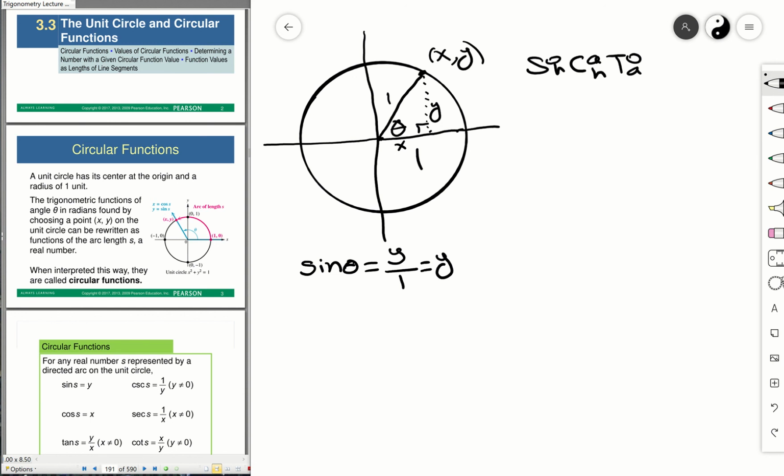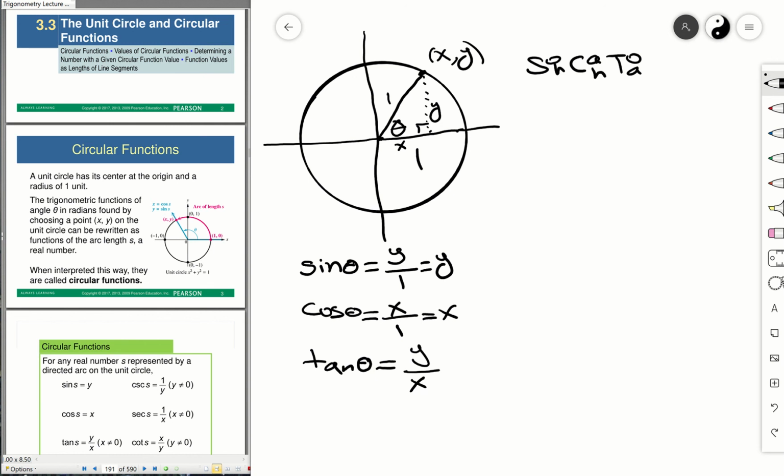Now, if you look at the cosine of theta in this picture, you notice that the cosine is the side adjacent to theta, which is x, over the hypotenuse, which once again is 1. So we end up with x for the cosine. Now, if we look at the tangent of theta, tangent is opposite over adjacent. So we get y over x.